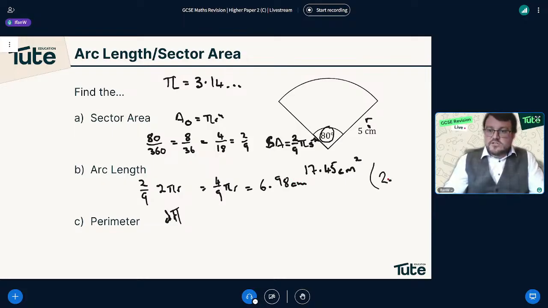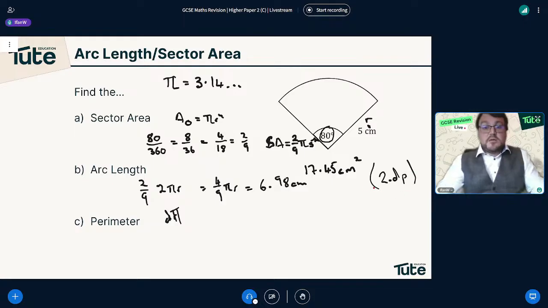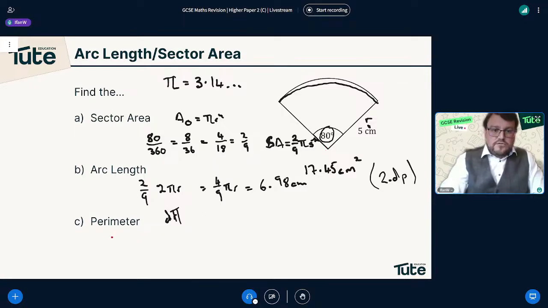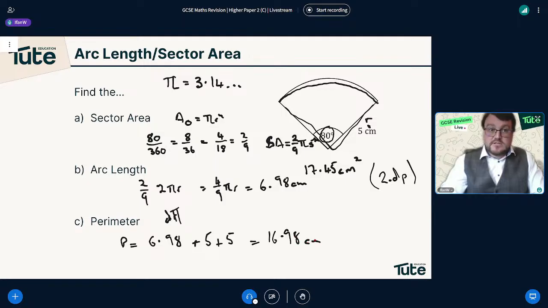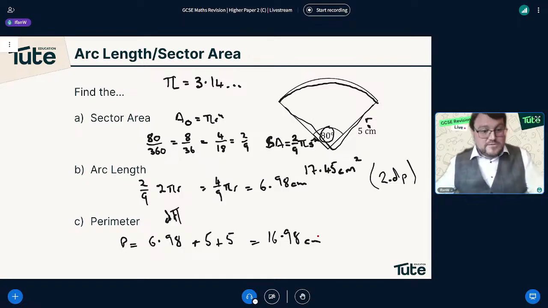And you need to make sure that you're saying to 2 decimal places. Okay. Perimeter, different. Arc length, all you've done is found the curved edge. It's part of the circumference. You're not taking into consideration the straight lines. So to find the perimeter, you would need to add these 2 sides as well. So the perimeter would be 6.98, which is the arc length, plus 5 plus 5, which brings us to 16.98 centimeters.